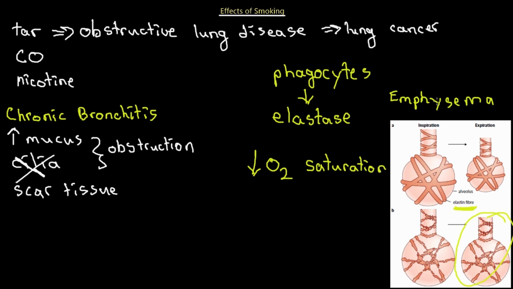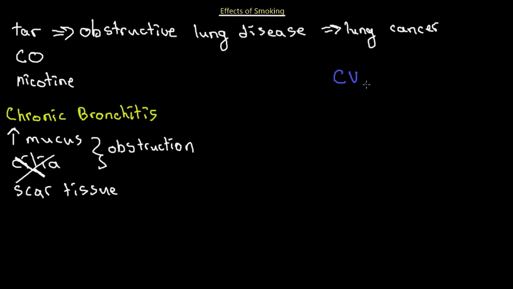And this is all caused by emphysema. And that's, again, going to be from the chronic bronchitis, because you get more infections that are not able to clear up. And all of this is caused by tar. Now we're going to discuss the cardiovascular system effects.